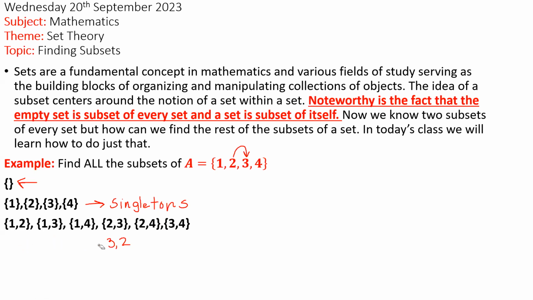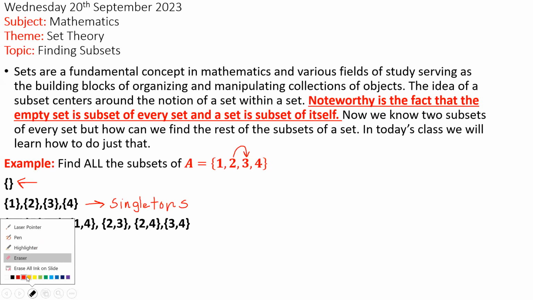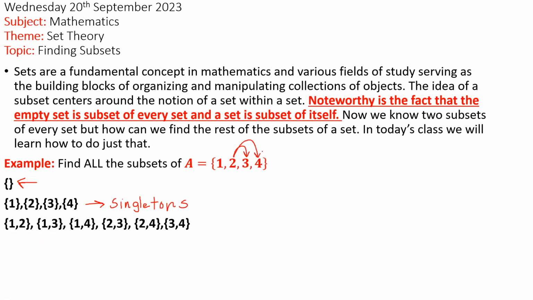So what we have here is 2 and 3. And after 2 and 3, we could have what? 2 and 4. Very good. So 2 and 3, and then 2 and 4. Is that it? No. Then we can move on and do 3 and 4. Okay, 3 and 4. So that's how we get that.